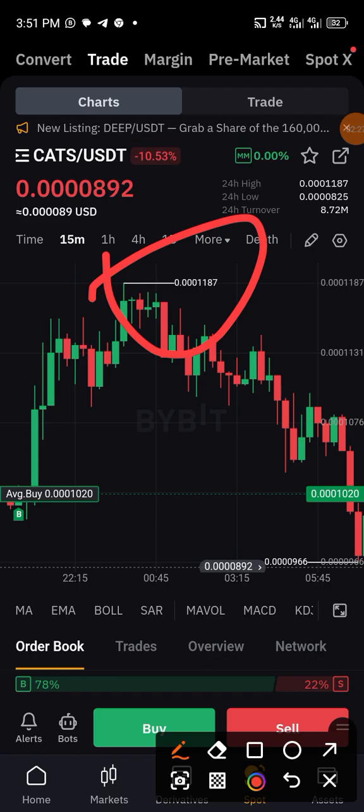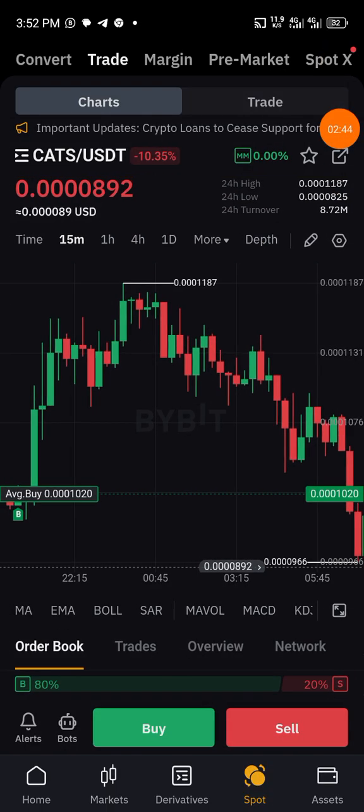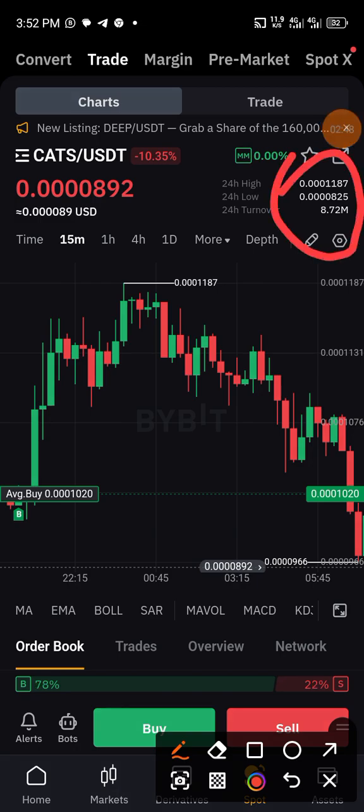So let's look at here. What will be from here forward? This is what we should look at. But before we go into that, we're going to look at the 24-hour high and low and the 24 hours turnover, which is here. Yesterday, the 24 hours turnover was 7 point something, and today is 8.72 million. That is a very good one, right?